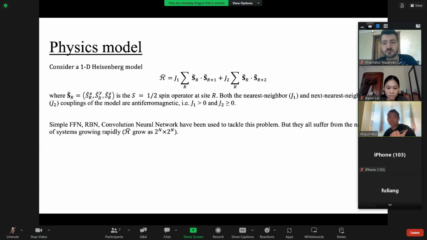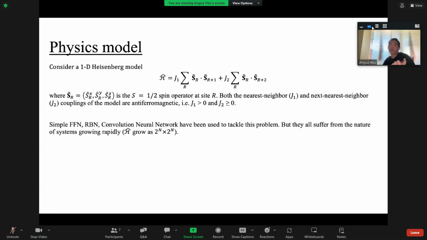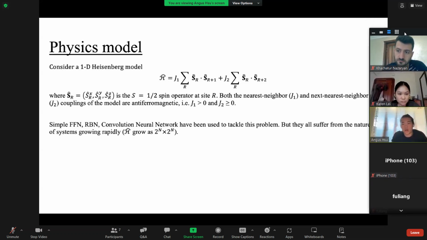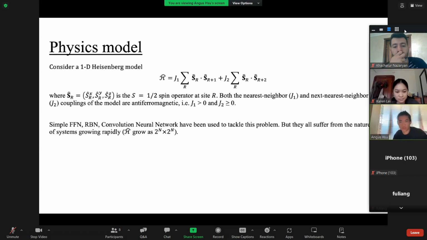So our physics system is a 1D Heisenberg model, a spin chain. You have a nearest neighbor interaction and a second nearest neighbor interaction. We consider the antiferromagnetic case, so J1 and J2 are both greater than zero. But to simplify the case, we can set J2, the next nearest neighbor, to zero. So we have a much easier system.